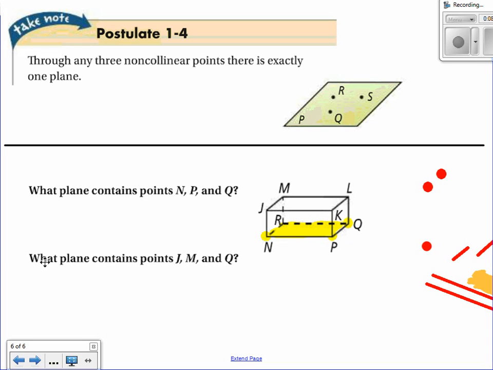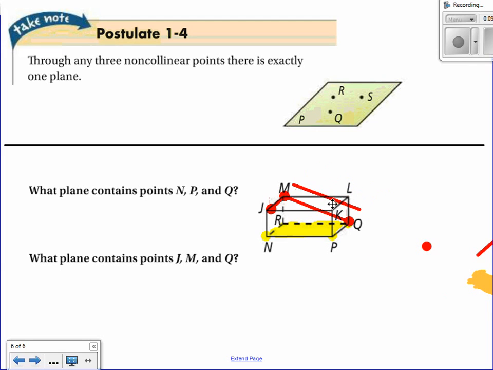Well, what if I said, what plane contains points J, M, and Q? J, M, and Q could be dotted with these red points. That one might be a little bit harder to see. I got a back point and a back point. Let's connect those 2 back points with a diagonal line. I've got a top point over here and a top point over here. Let's connect those with a line. So my plane is going to have parallel lines, right? What would be parallel to that one?